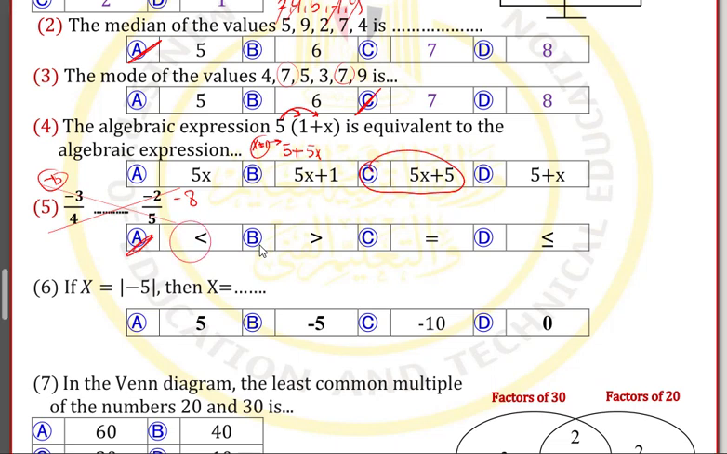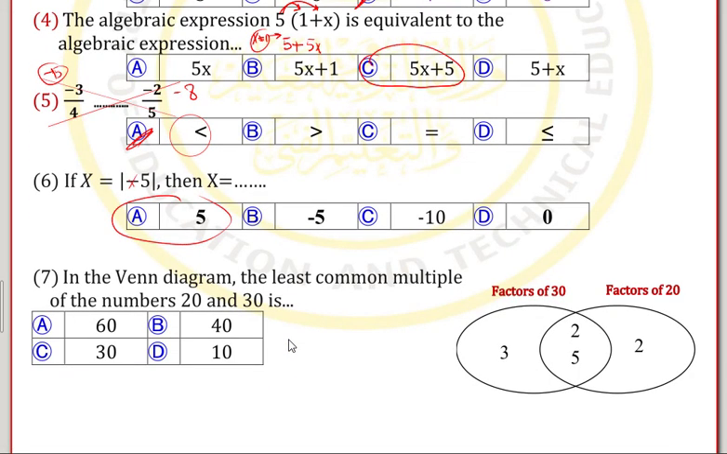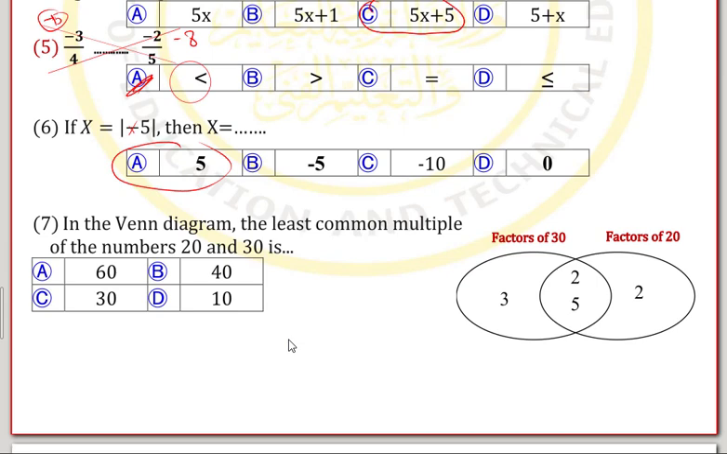Okay, x equals the absolute value of negative 5, then x is only positive 5. Why? Because absolute value cancels the sign. Okay, in the opposite Venn diagram, the common multiple of the numbers 20 and 30, he wanted the least common multiple, the LCM. The LCM is the multiplication of all these numbers, so 3 by 2 by 5 by 2. 2 by 5 is 10, and 2 by 3 is 6, so 10 by 6 is 60, so letter A.